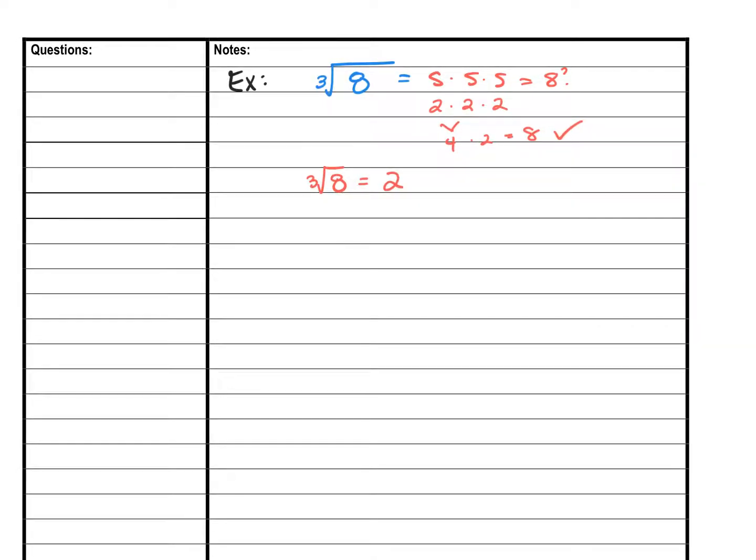Okay, another example. What is the cube root of 1,000? So what times what times what is going to give you 1,000? So you're undoing it.